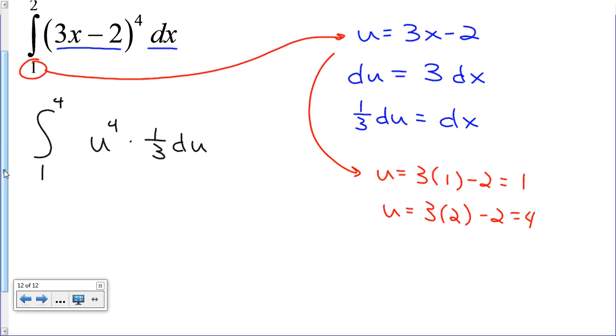And if you want to, the 1/3 is a constant. It can come out front. That's one of our properties of the integral of a constant times a function: it is the constant times the definite integral of your function. So you can bring that out front.